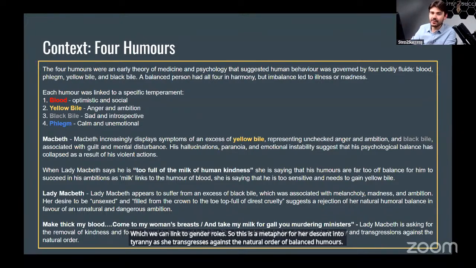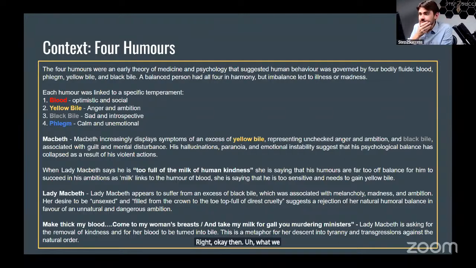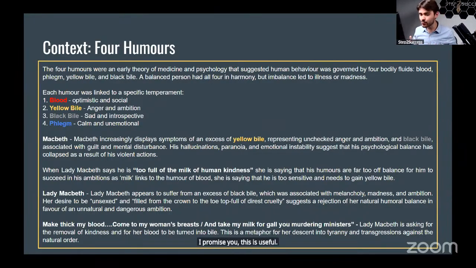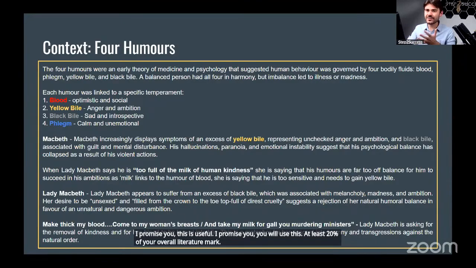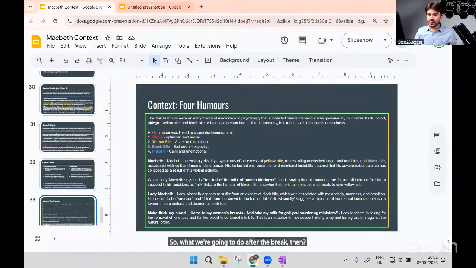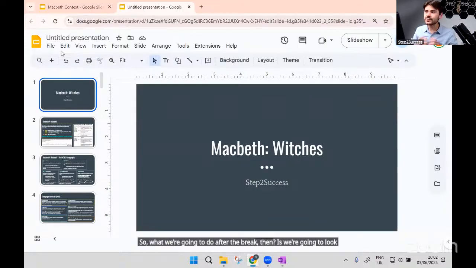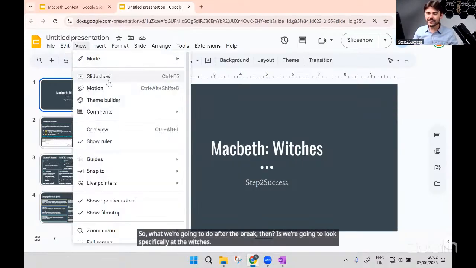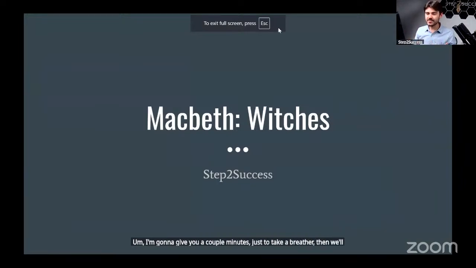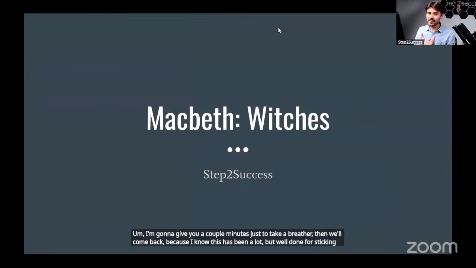Right, okay then. What we're going to do is take 2 minutes. I know this has been a lot to give you, but I promise you this is useful. I promise you you will use this. It's 20% of your overall literature mark. So what we're going to do after the break is look specifically at the witches. But I'm going to give you a couple of minutes just to take a breather, then we'll come back because I know this has been a lot, but well done for sticking in with me.